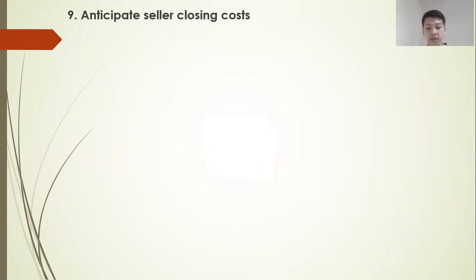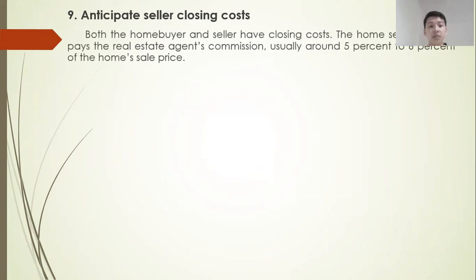So anticipate seller closing cost. Both the home buyer and seller have closing costs. The home seller typically pays the real estate agent's commission, usually around 5% to 6% of the home's sale price. So some other costs commonly paid by the seller include the government transfer tax, recording fees, and outstanding liens. So additionally, if the buyer has negotiated any credits to be paid at closing for repairs or closing costs, the seller will pay those too.